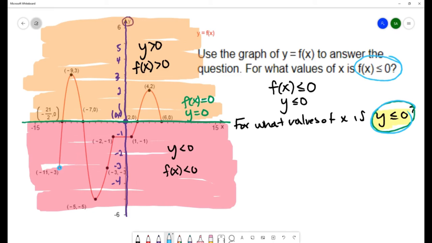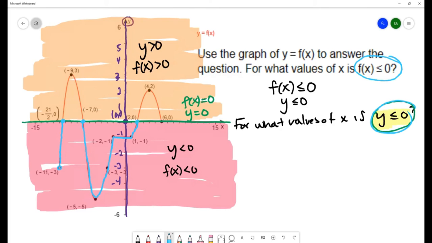This entire portion of the line is below the x-axis, so it fits the description. And then we have this point that is on the x-axis, that fits the description. Here we have another point on the x-axis, and then we have all of this part of the graph below, so y is less than 0 for all of these points.